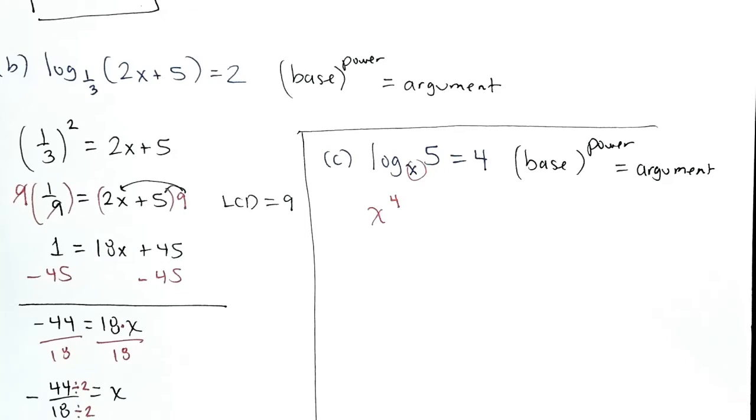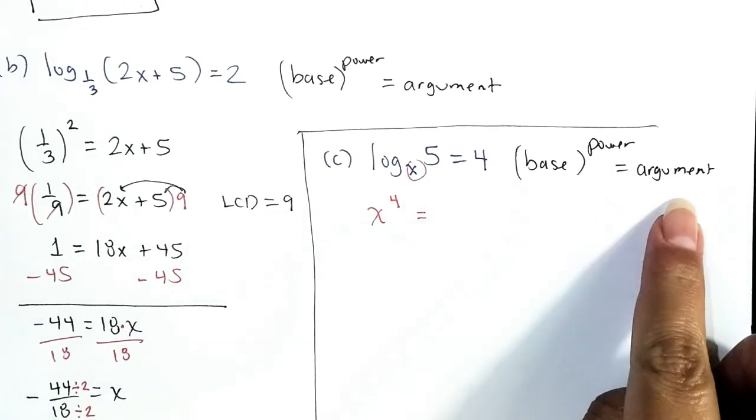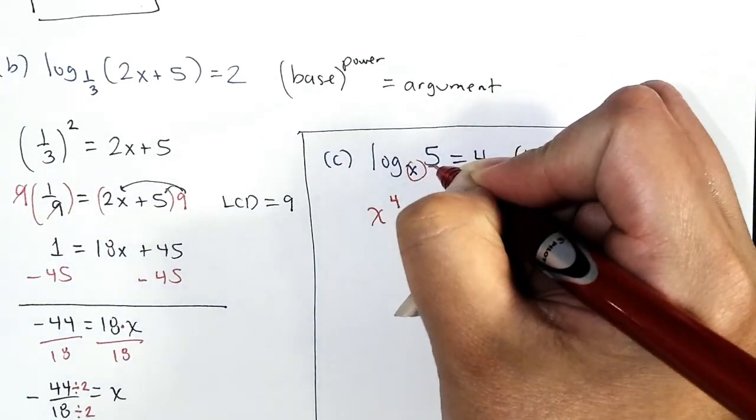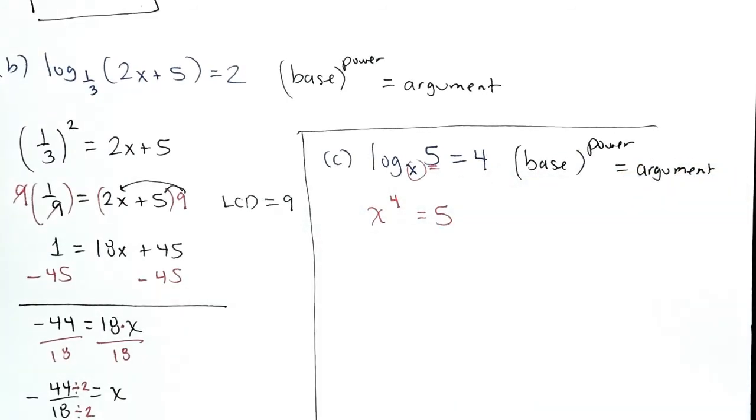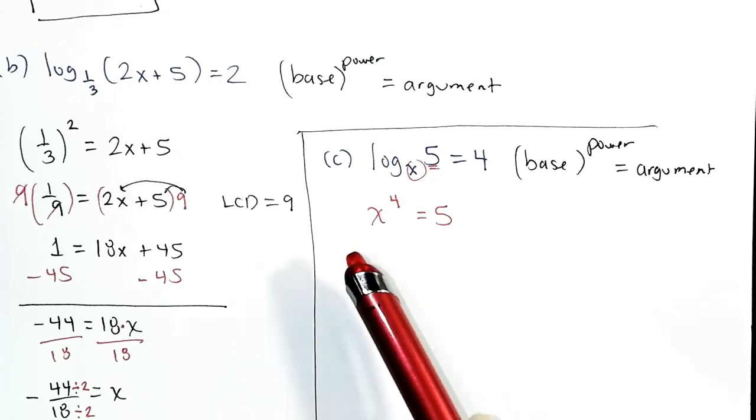So base raised to some power gives us the argument. Argument is just code for what are you taking the log of. So in this case, we're taking the logarithm of 5. So the argument is 5. Okay. That's our equation. It's not a linear equation, but it's okay. We're not going to panic. The variable part is isolated.